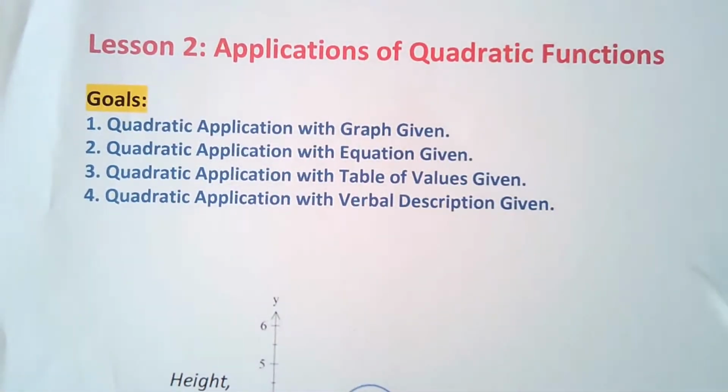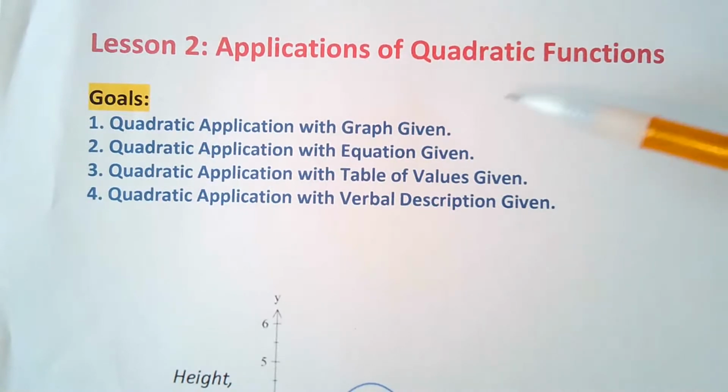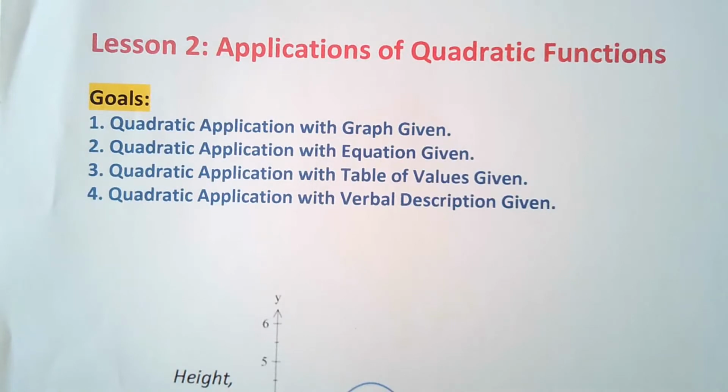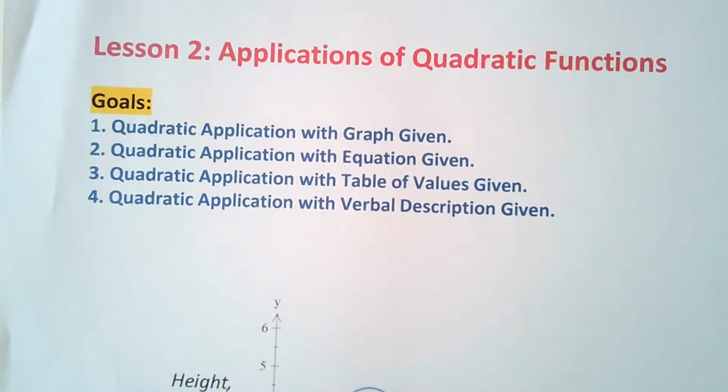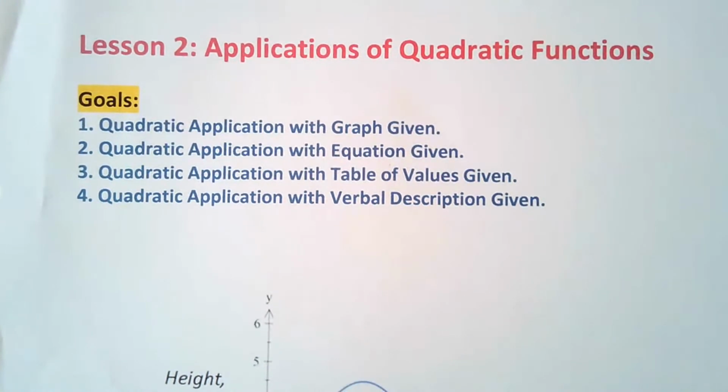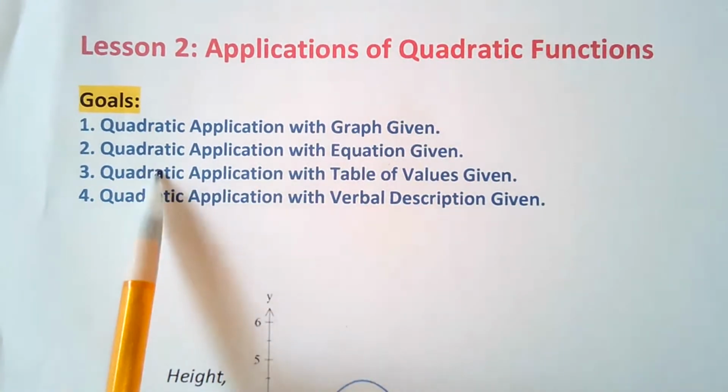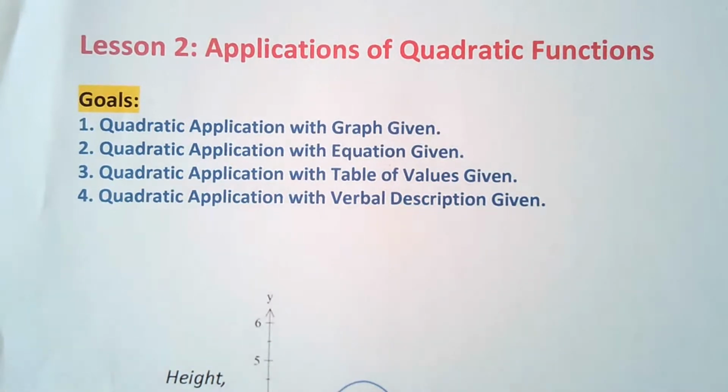So there are 4 sections in lesson 2. The first part, quadratic applications with a graph given. So you're given the graph and you're asked to interpret the graph. It's a graph that represents a real life situation. The second set of problems deals with when you're given the equation. The first one, the graph is given. The second one will be the equation given. Then the table of values given. And finally, verbal descriptions given.